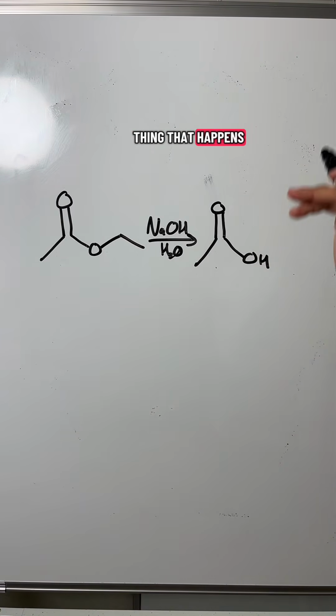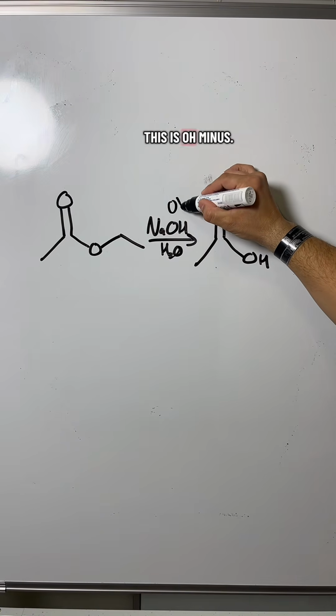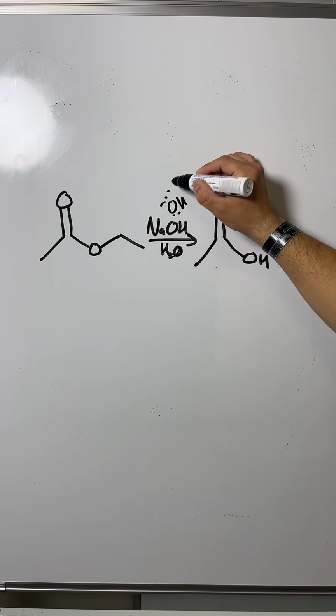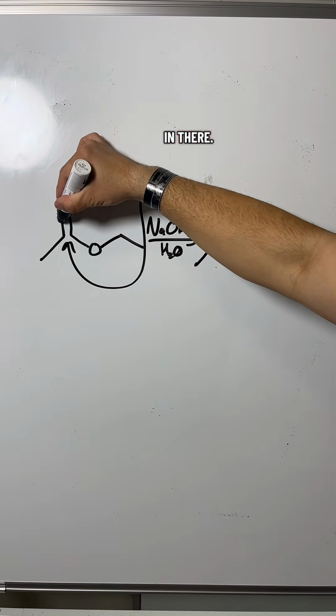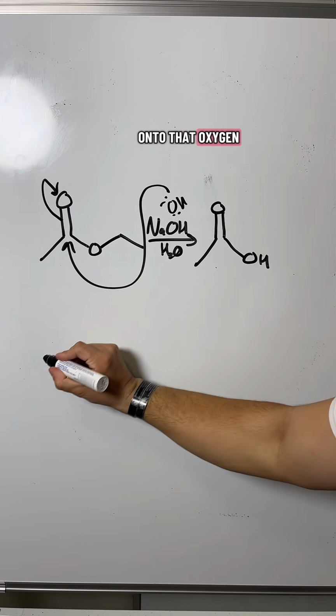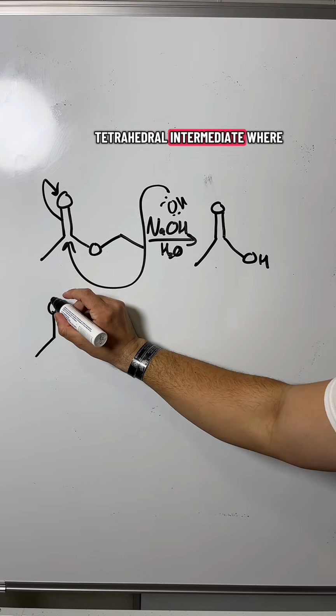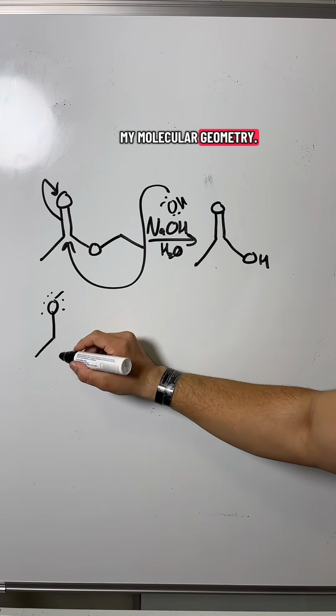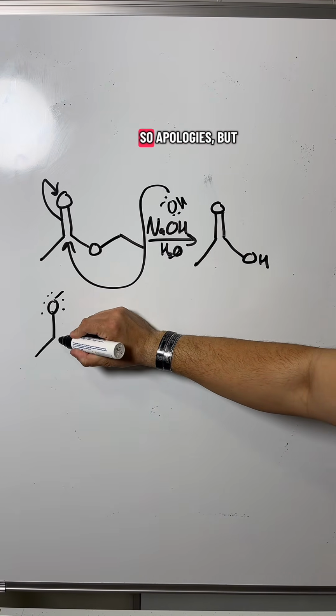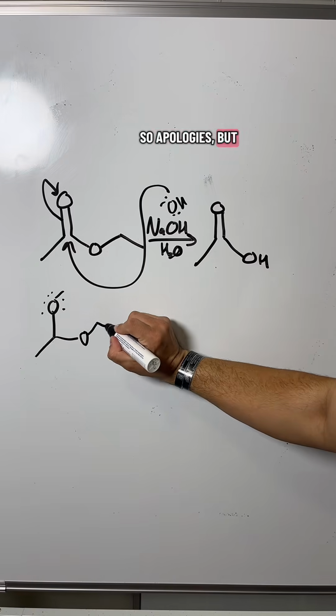So the first thing that happens here is we have our OH minus. We're going to come in, we're going to attack that carbonyl. Just get all on up in there. We're going to kick these electrons up onto that oxygen. We're going to form this tetrahedral intermediate where this oxygen is negatively charged. My molecular geometry, my orbital geometry won't be perfect, so apologies, but deal with it.